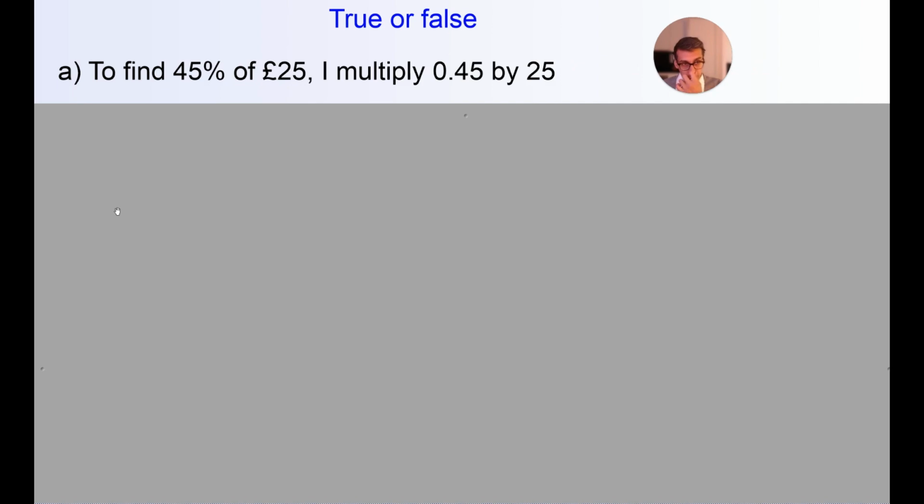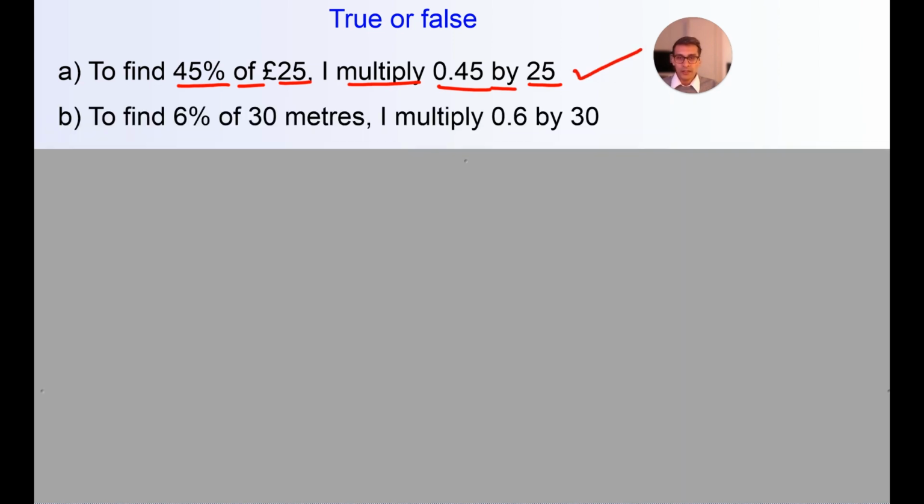Okay, so here's a true or false activity. To find 45% of 25, I multiply 0.45 by 25. True or false? So 45% is 0.45, of is times, so we are multiplying, and then 25 is your amount, so this is true. Make a decision about question B. Is this true or false?